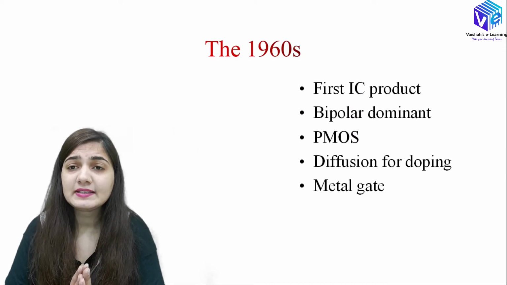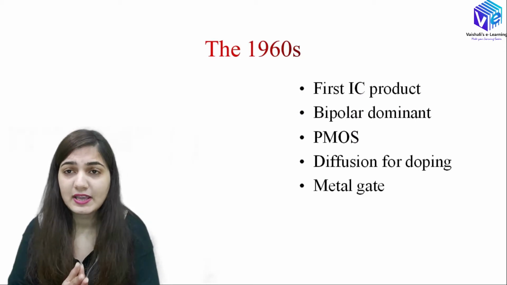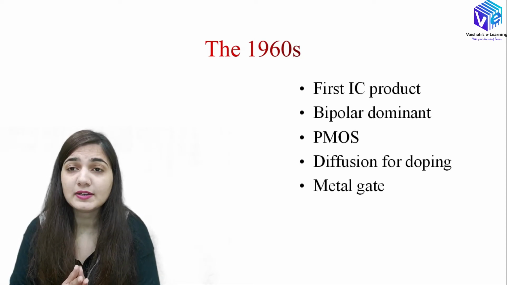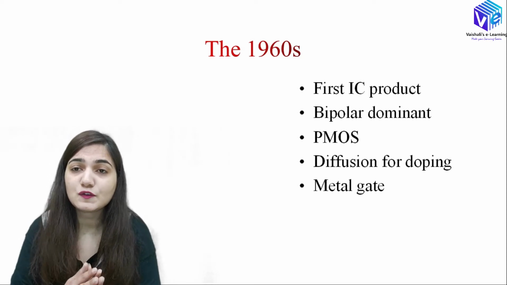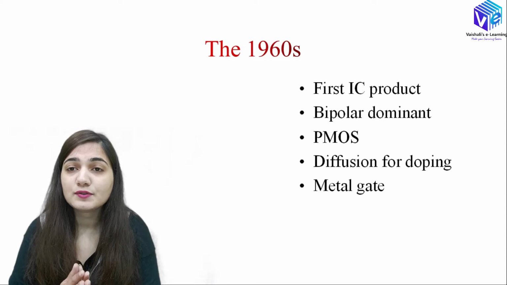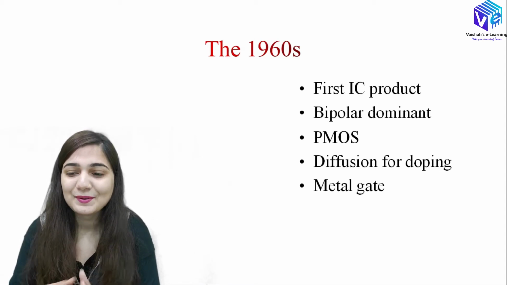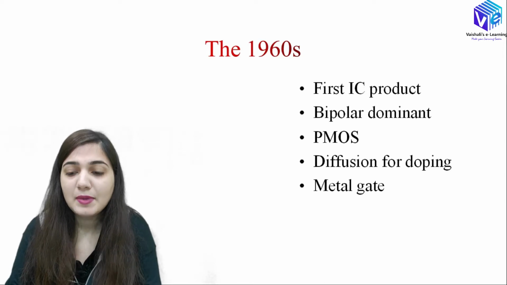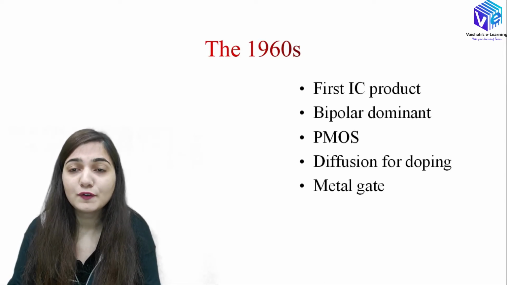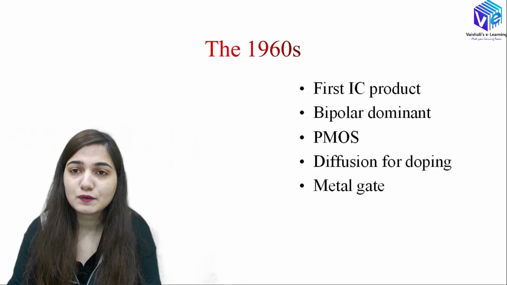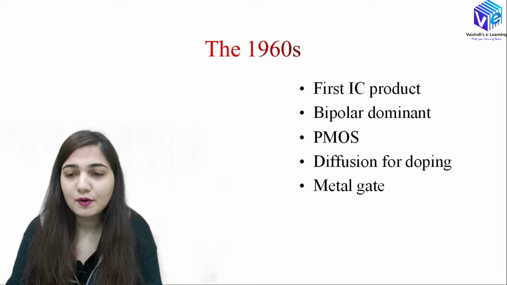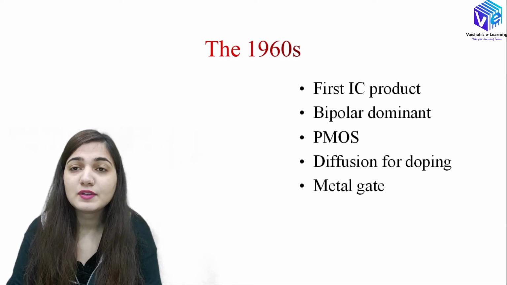So in the 1960s, the first IC product came, which was bipolar dominated, which means it was based upon the electrons as well as holes. Okay, so it was having N-type as well as P-type impurity in it, right? So we were having PMOS at that time, and for the doping, the only process that was used was diffusion. Okay, and for the gate, we were using the metallic parts for the formation of the gates. Okay, so this is the technology of the 1960s.